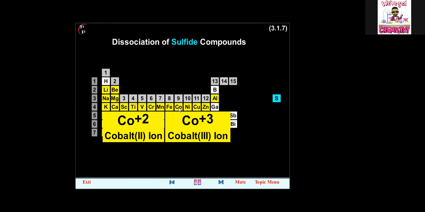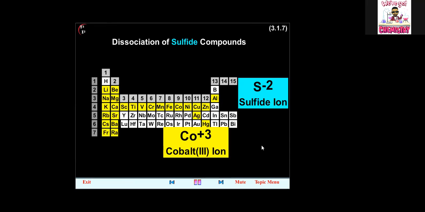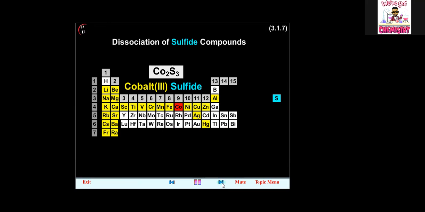What about transition metals? Co3+, cobalt ion. S2-, sulfide ion. Cobalt(III) sulfide, Co2S3, is insoluble in water.